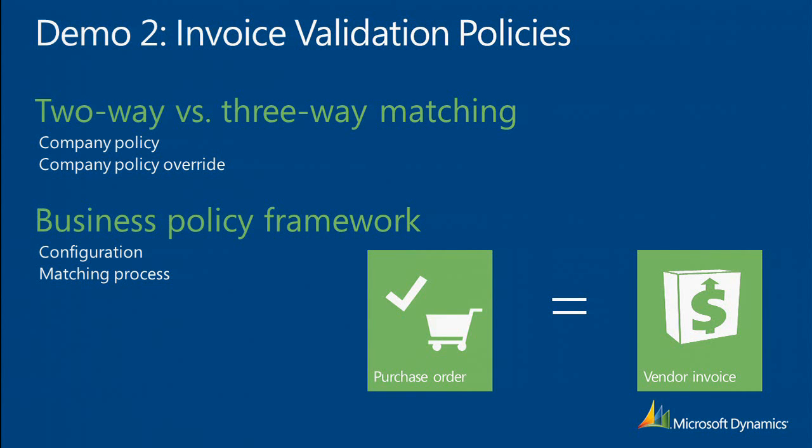So in AX 2012, we've introduced a concept called matching policies. You can set up the matching policy at your legal entity or company level, and then you can override that policy at the vendor level, at the item level, or even as granular as per item, per vendor. So let's launch back into the product, and I want to show you this.